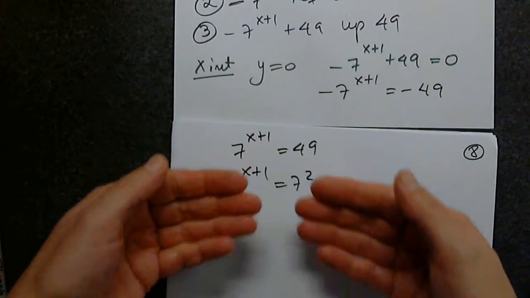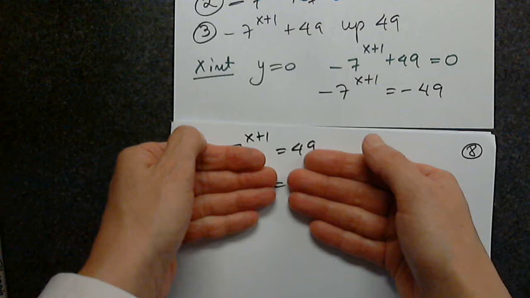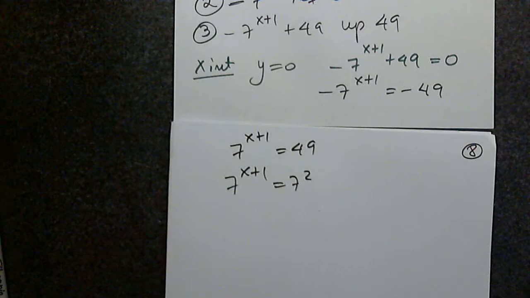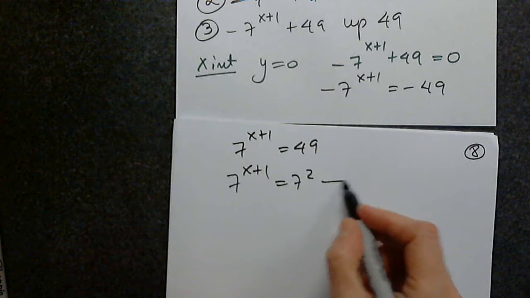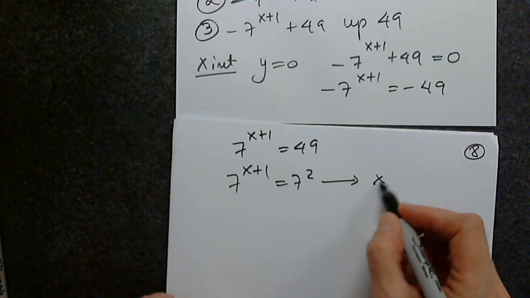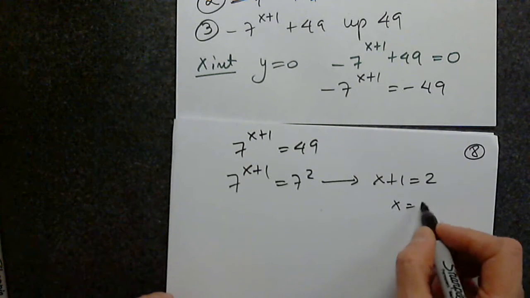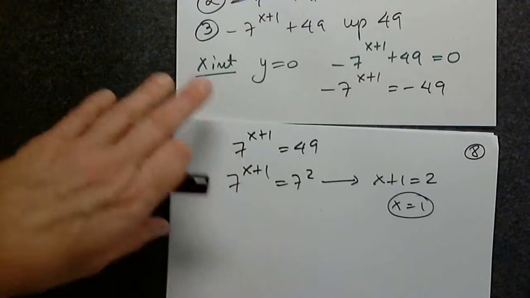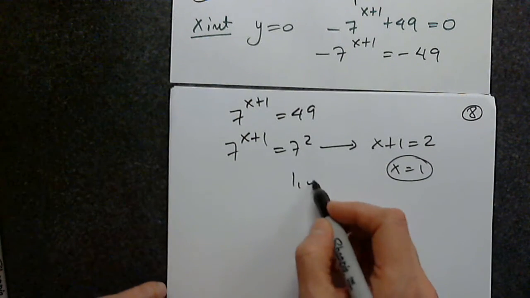So now here's how we think. Two numbers are equal, and they have the same base. What must happen to their exponents? We're not simplifying. We're not canceling the 7. We're just thinking. So what do I have to write? X plus 1 equals 2. Very good. So then x equals 1. Awesome. So the x-intercept is 1, 0.